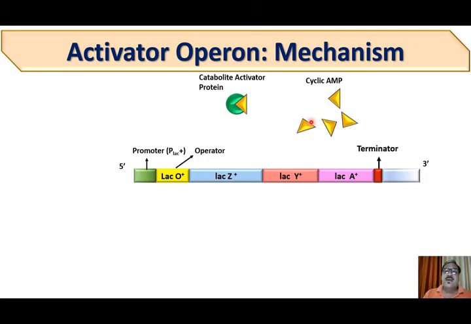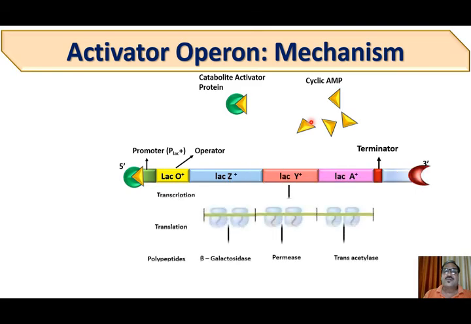When cyclic AMP binds to the CAP, the complex then binds to the promoter region of the genes that are needed to use the alternate sugar, and thus the binding of the CAP to the promoter increases the ability of the RNA polymerase to bind to promoter regions, and the transcription of the genes and the protein synthesis is accelerated.